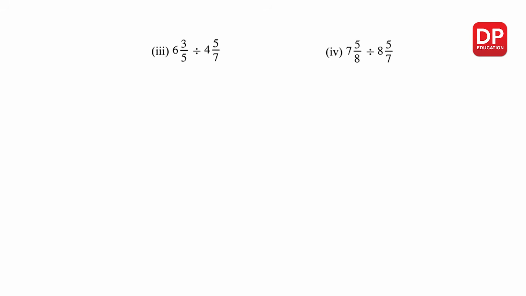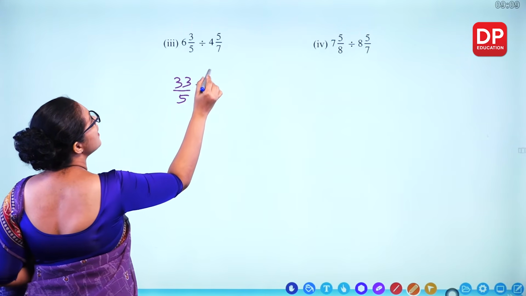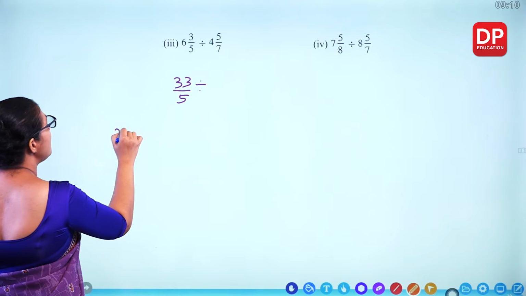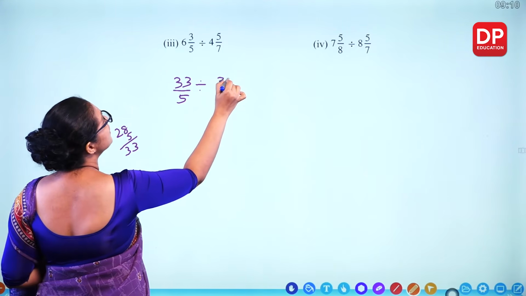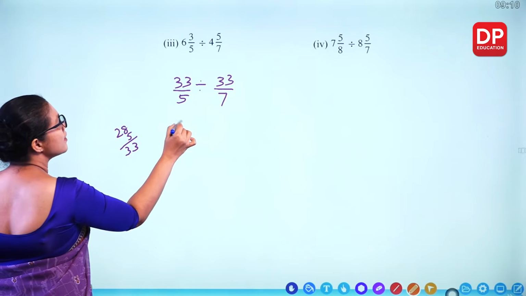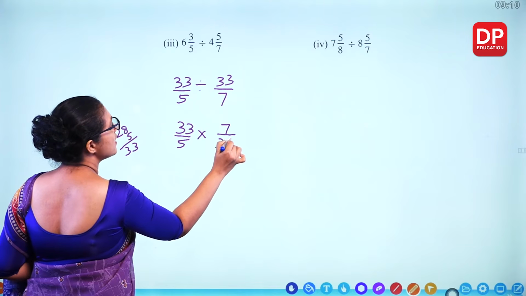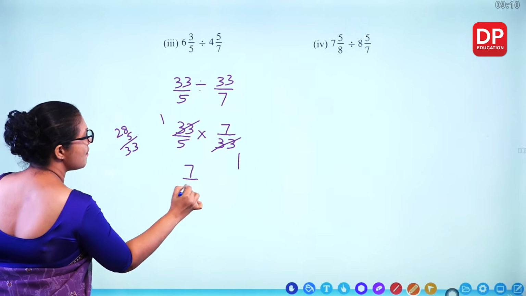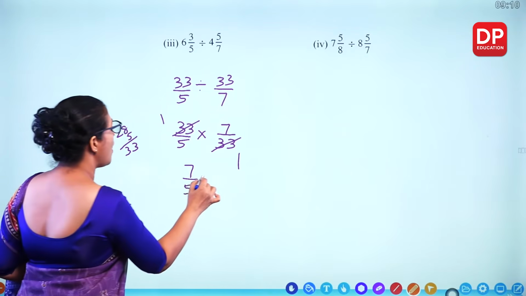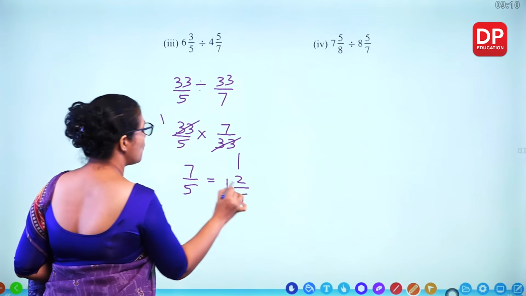This one, 33 over 5. And here 28 plus 5, you get 33 over 7. Now convert to multiplication by taking its reciprocal. So 33 gets cancelled out. 7 over 5, or as a mixed number, 1 and 2/5.